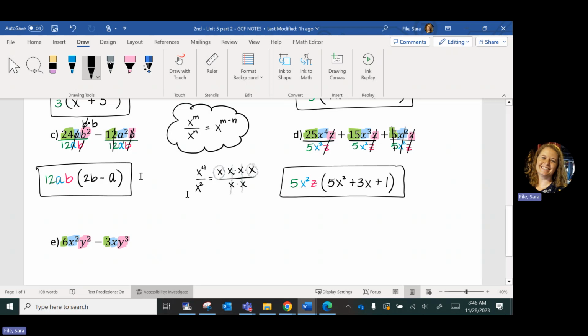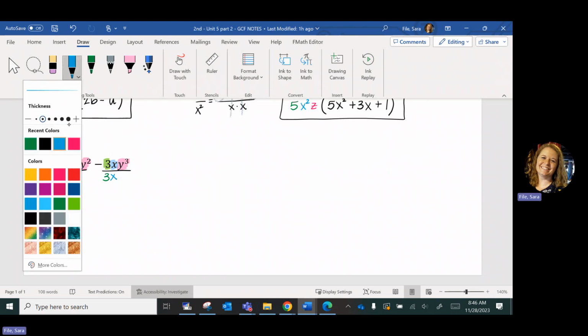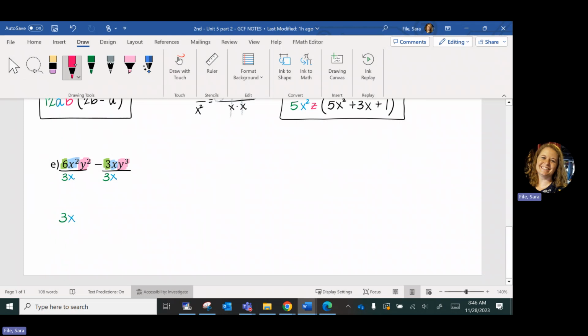All right, last one we're going to try together. GCF of 6 and 3. What can both the 6 and the 3 be divided by? 3. Okay, they both have x. What is the lowest power of the x's? Yeah, it's just x to the understood first power, so just x. Okay, they both have y. What is the lowest y exponent? So y squared can be divided out of both.